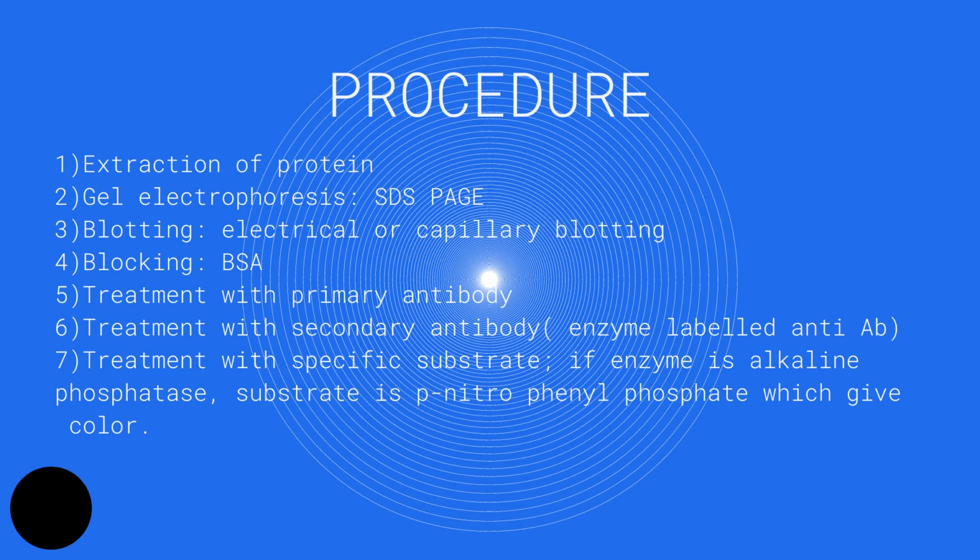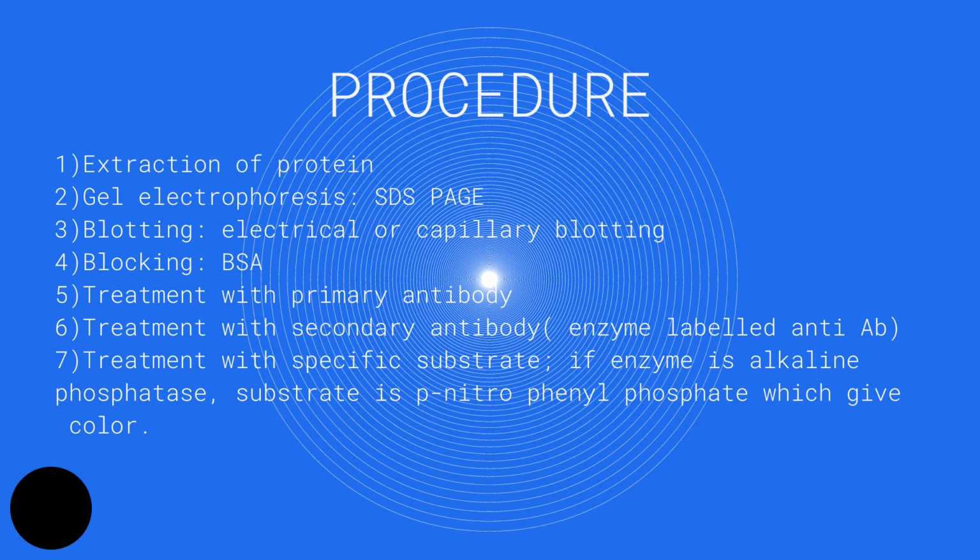So the last step is treatment with a suitable substrate. Basically, this is the visualization step. To visualize the enzyme action, the reaction mixture is incubated with a specific substrate. The enzyme converts the substrate to give us a visible colored product. So the band of color can be visualized on the membrane.